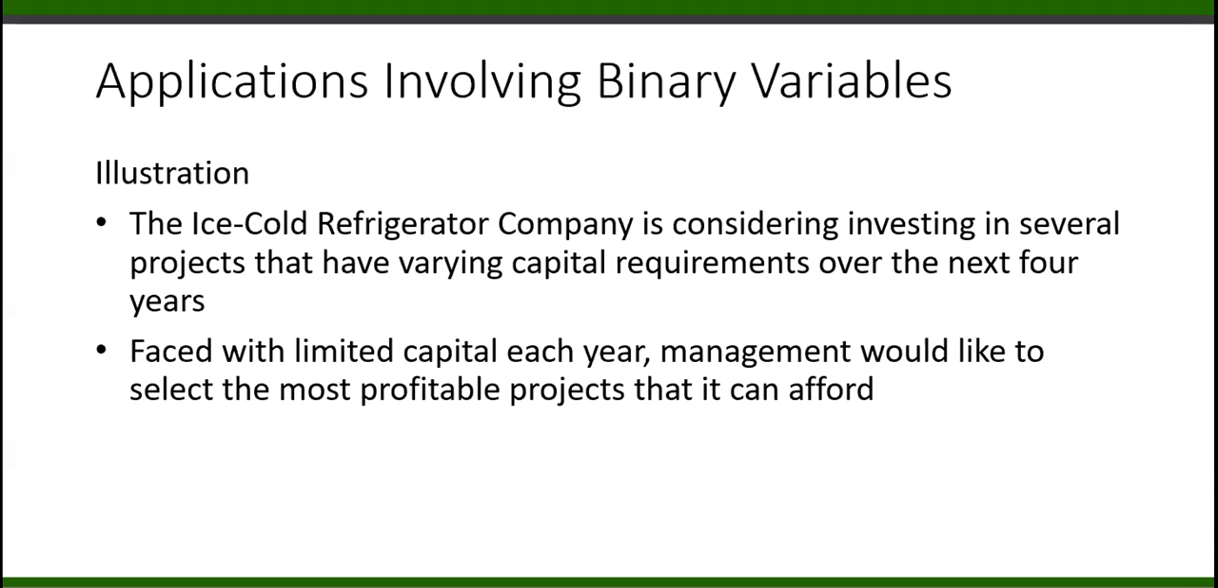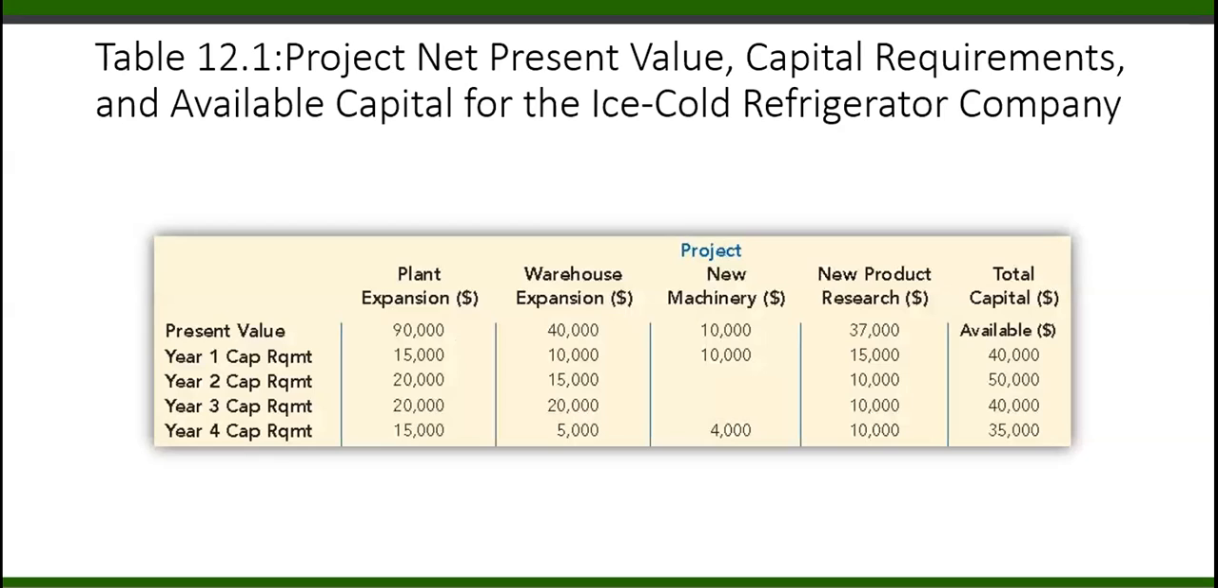The specific example that we are going to solve here involves the Ice Cold Refrigerator Company. They're looking over the next 4 years, so the planning horizon is 4 years. They have a limited available capital per year for the next 4 years, and they have a list of 4 projects, 4 activities that they can pick from. And they want to maximize the net present value.